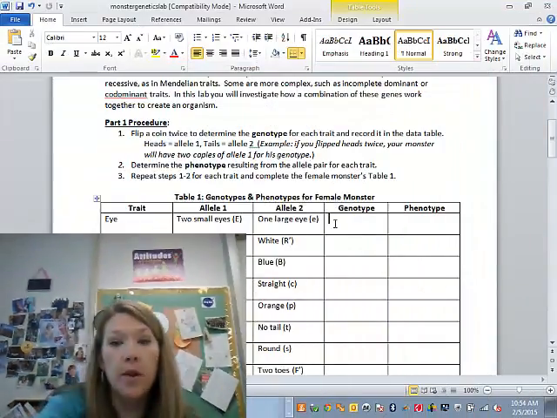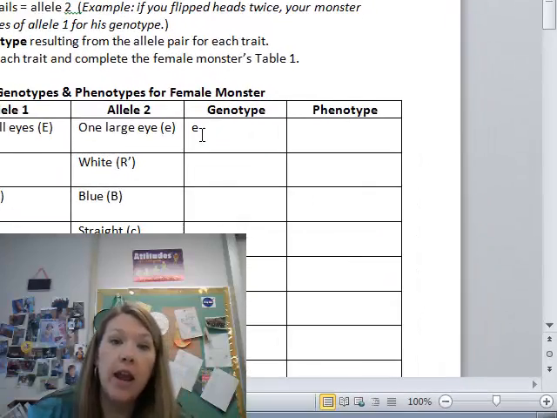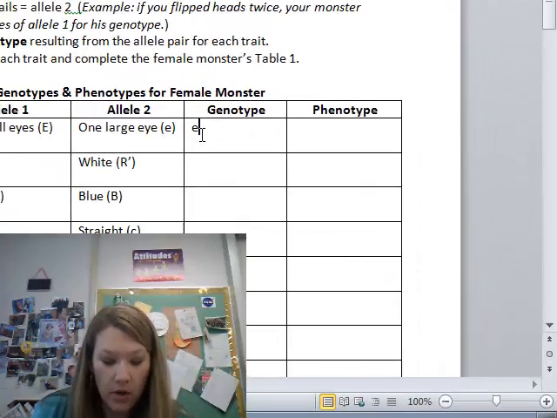If you land heads, you'll get allele 1. If you land tails, you'll get allele 2. So here I have a coin, and I'm going to flip it, or actually in this case, I'm just going to spin it. And my first one is tails. So my first genotype is tails, so I'm going to put a little e there, and then I have to do that again and see what I get the second time.